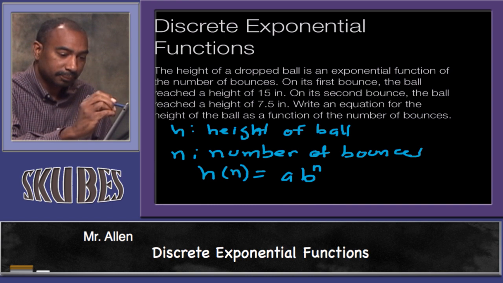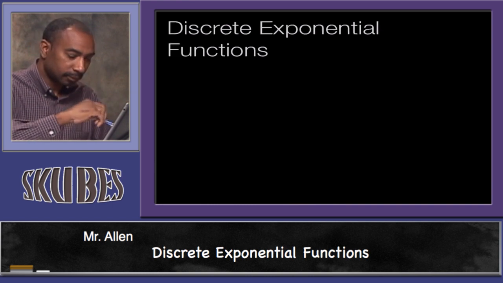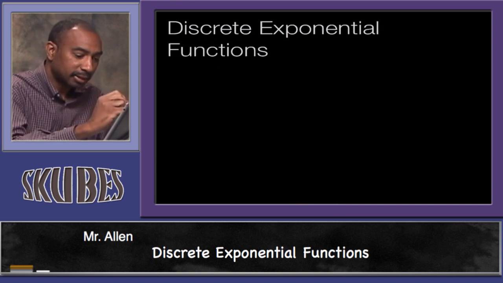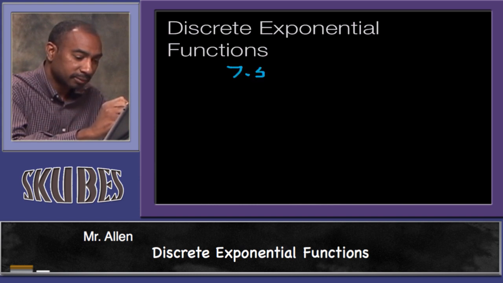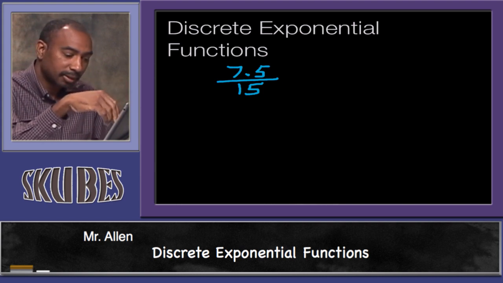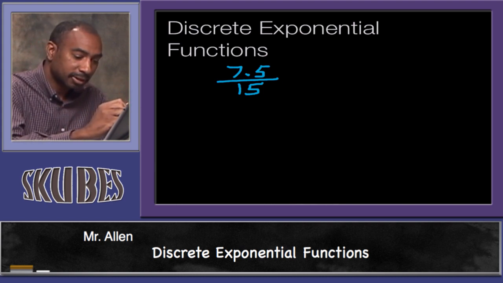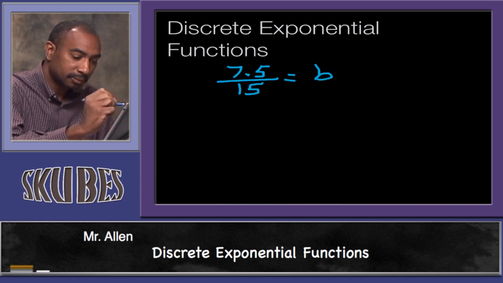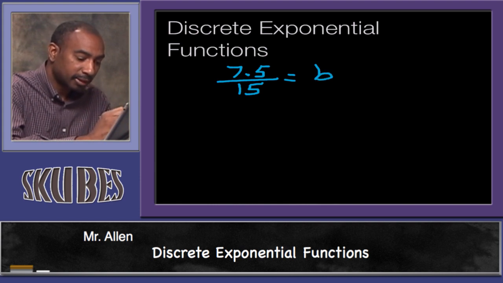So let's do that. First of all, we're given that the second bounce was 7.5. And if I divide that by 15, the first bounce, that's going to give us the value of our constant b. If you simplify that, that's going to give you 0.5.